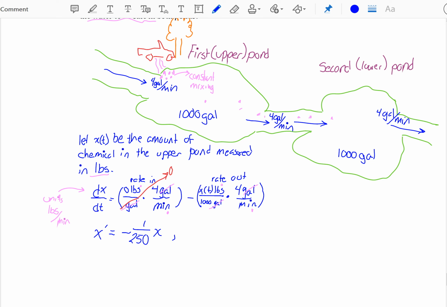I want to include the initial conditions. Now, this water was fresh water until the accident happened. And when the accident happened, it caused, at time 0, 25 pounds of this chemical to be deposited into the lake. So I'm going to say your initial condition when the model started is x of 0 is 25. Of course, after that point, it's going to start to decline. This is our IVP.